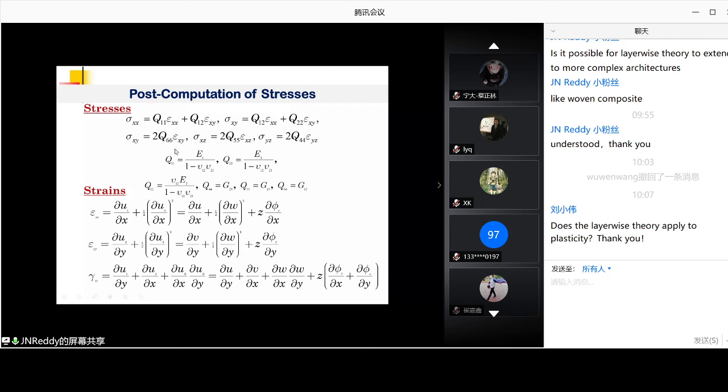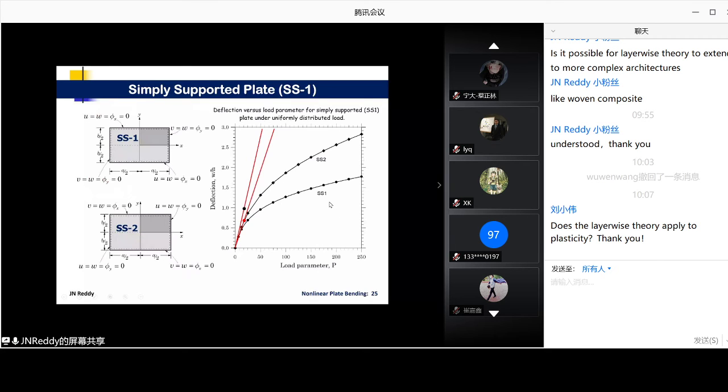Stresses are related to strains through the constitutive law, and the Qij are the layer constitutive coefficients, which are related to the fiber direction modulus and then the modulus in the other direction. So these are the Qij. Once we know those, we can compute the strains. From there, we compute the stresses. And the strains in the case of nonlinear problem will involve nonlinear terms as well. Okay, so I show a couple of examples, then we are done.